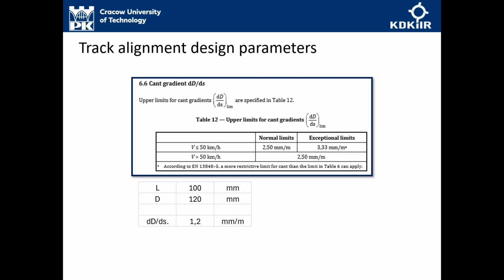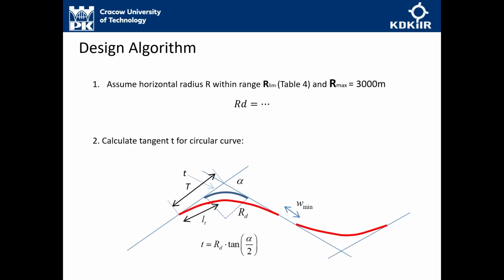If the cant deficiency and the cant excess for our assumed parameters of the radius R and the cant D for our horizontal alignments have been selected correctly, then we can start tracing our railway line on the map. So we can go now to our design algorithm. The route of our railway line consists of connecting 2 points that you have marked on the map. I will explain it to you in a separate video, but here you can create an algorithm that you can use for your work.